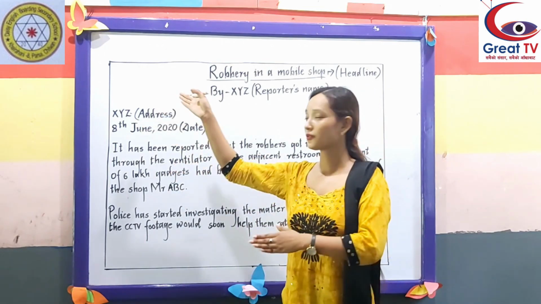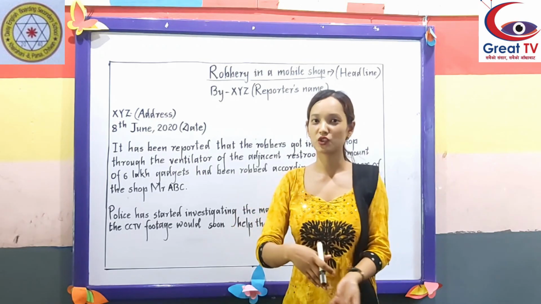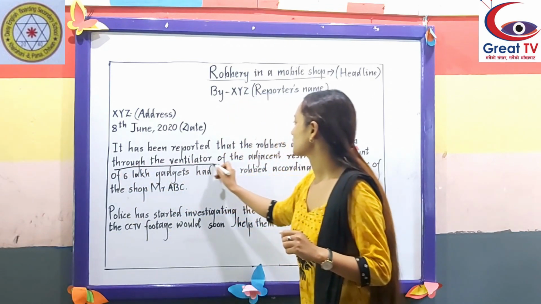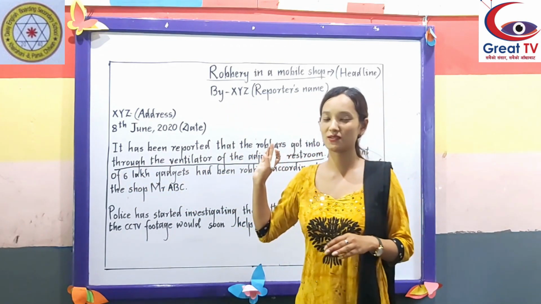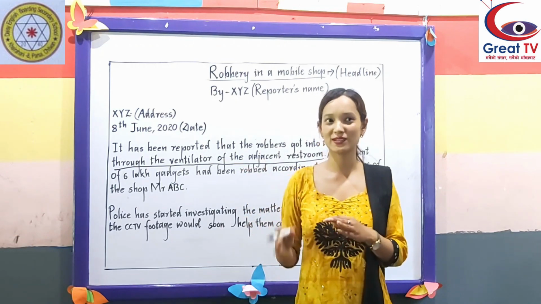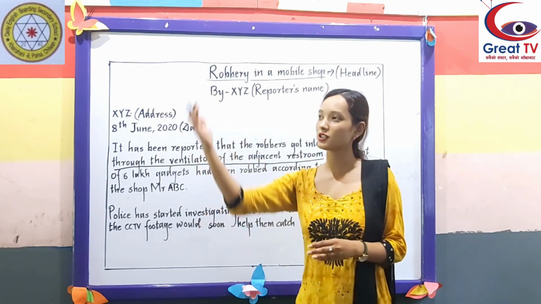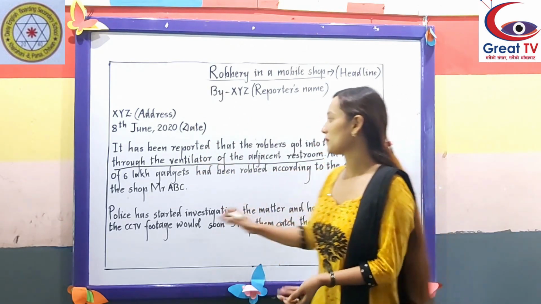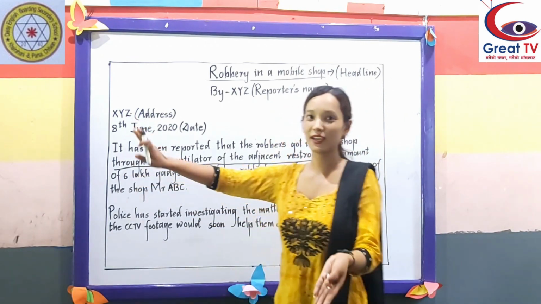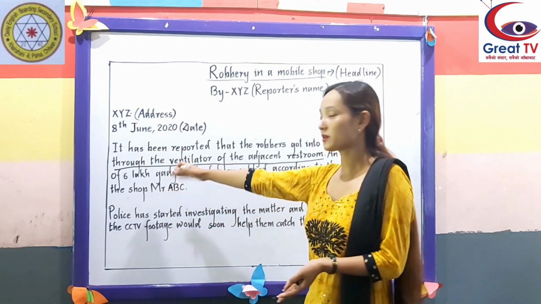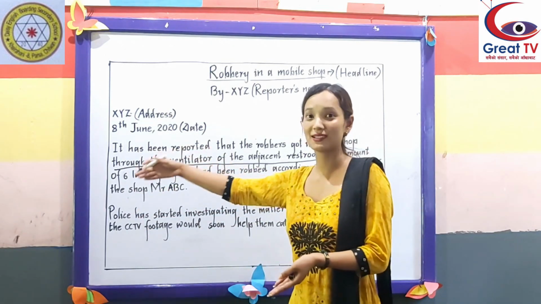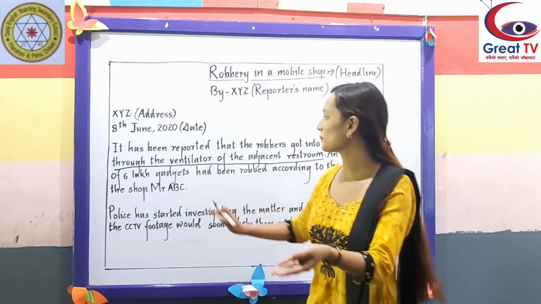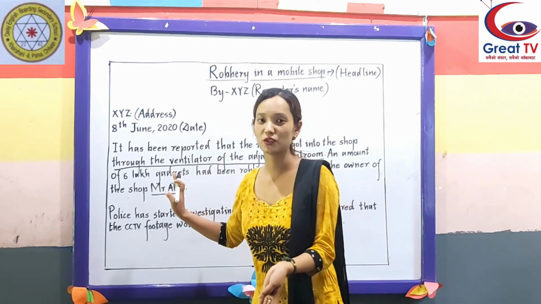How did the robbers break into the shop? They got into the shop through the ventilator of the adjacent restroom. Adjacent restroom means the restroom which was just attached to the shop. They got into the shop through the ventilator, and then they robbed the shop of an amount of 6 lakh. And who made this statement that an amount of 6 lakh had been robbed? The statement was made by the owner of the shop, Mr. ABC.